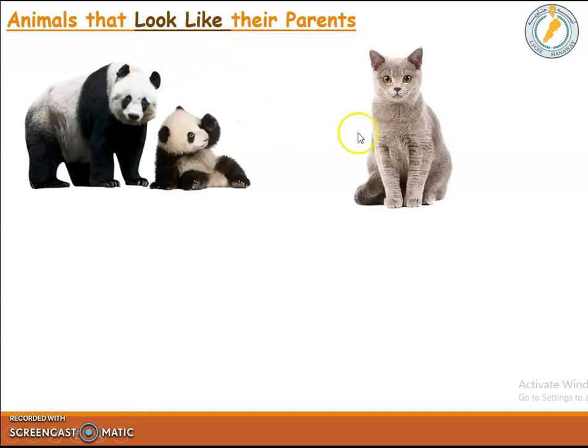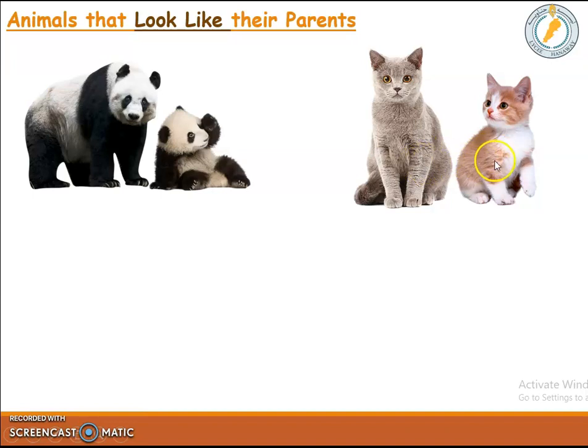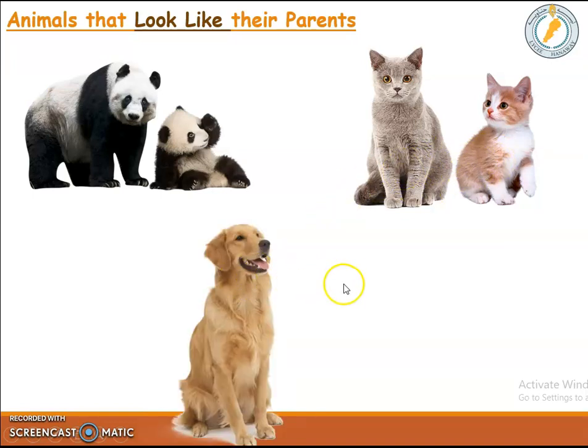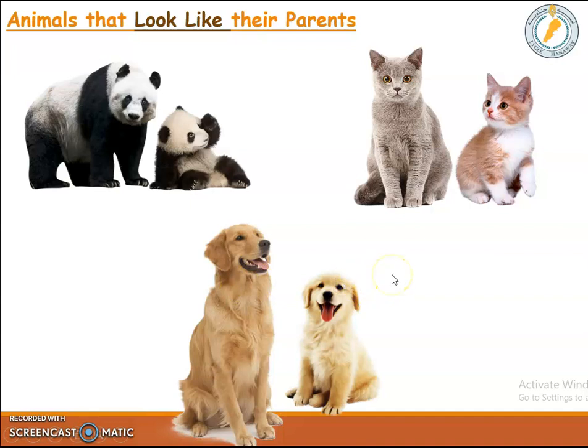Another example here we have the cat and the kitten. They look the same or look alike. Or we have the dog and the puppy. So the idea here is at birth, when you see a baby animal, you know that this is a cat, for example. When you see a kitten, you know that this kitten will grow up to be a cat. It looks just like its parents. So at birth, these animals look like their parents.